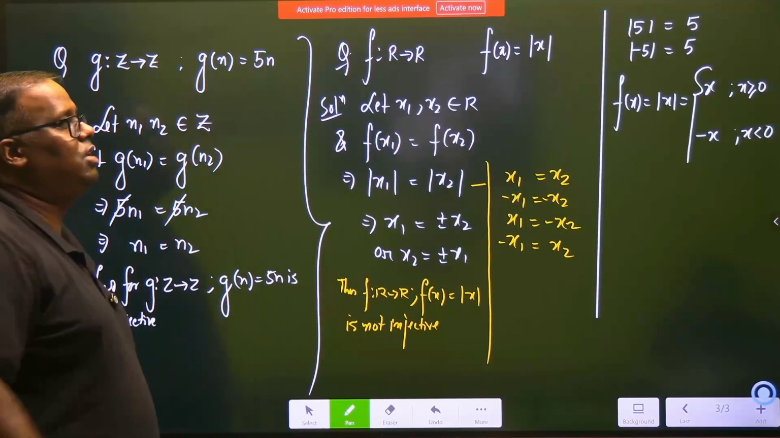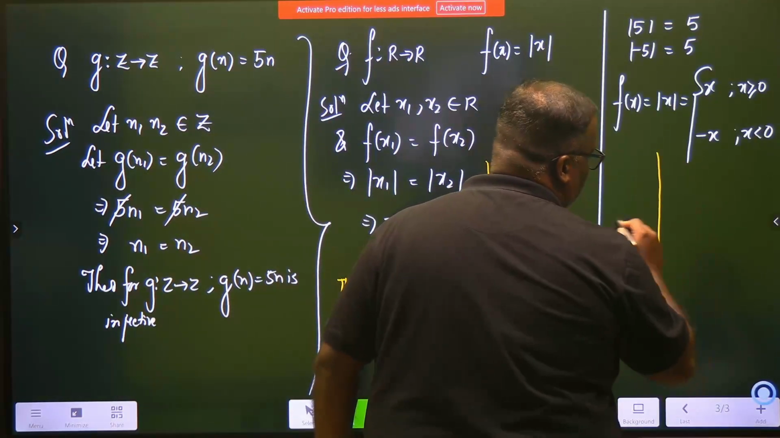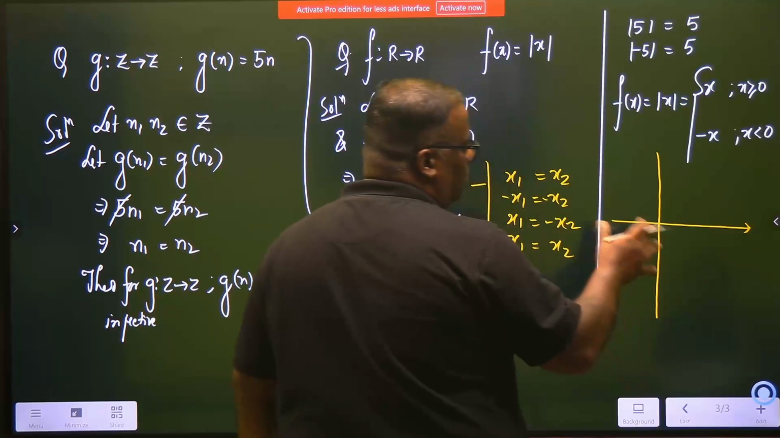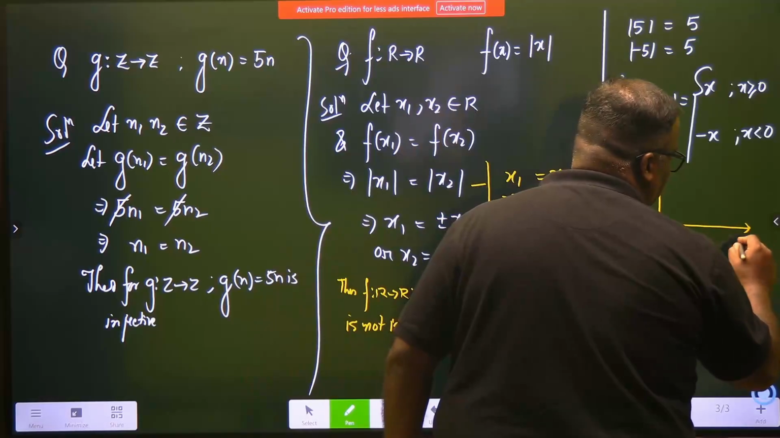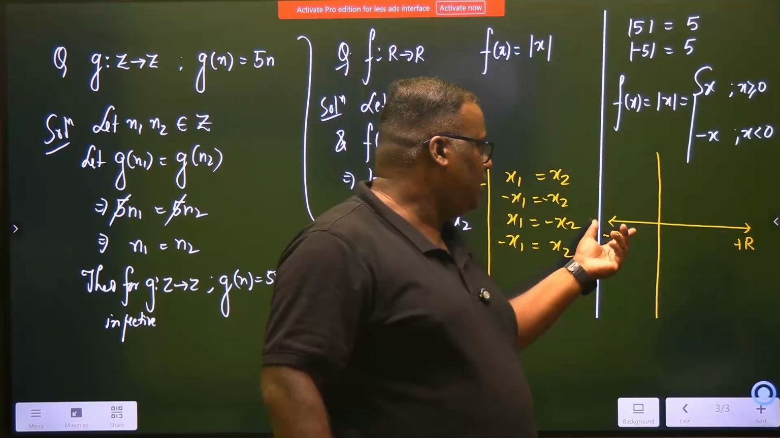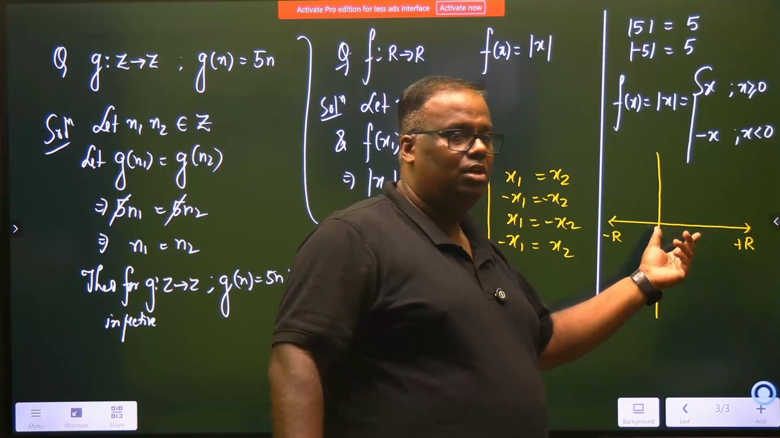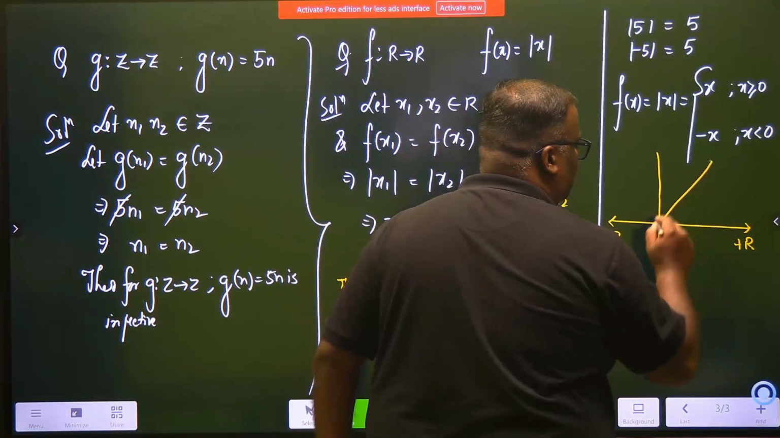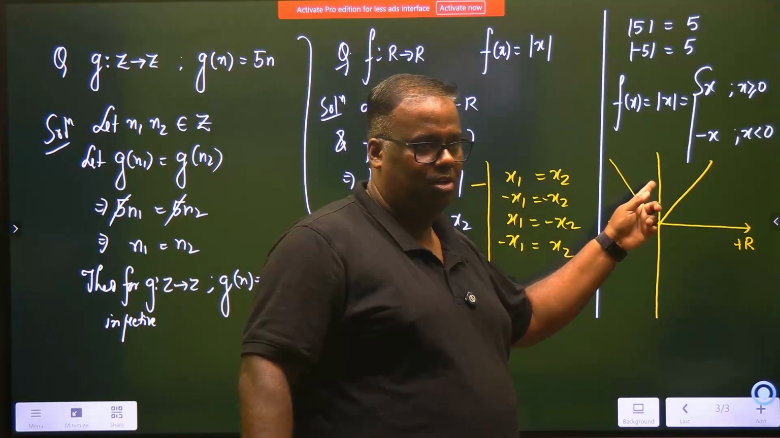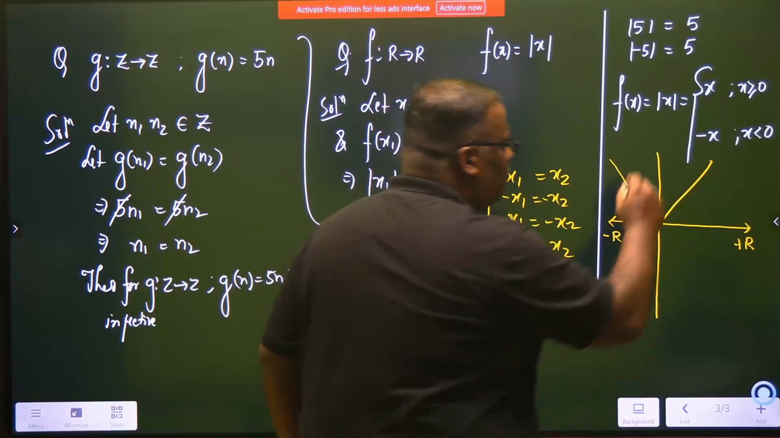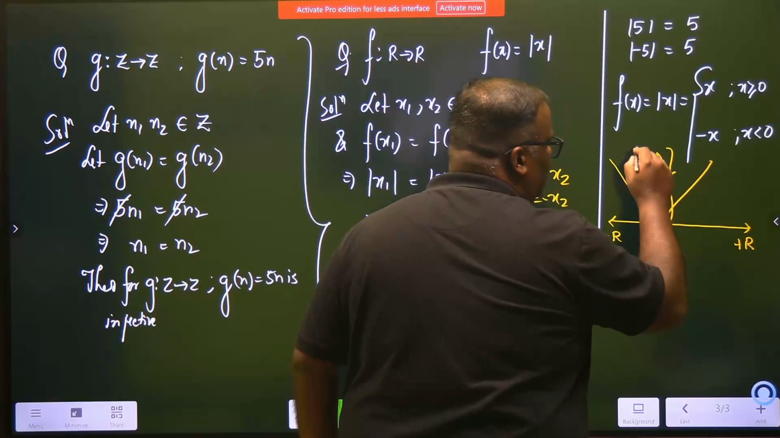See, further you can see it in this manner. The mod function is like this. The input you have given is R. That means from negative R to positive R is your input. Anything that you give as an input out here, your output will always come in this manner. Even if you give a negative, you will get a positive output. Understood? So if you look at your codomain, this part is what? This part is 0 to positive R.